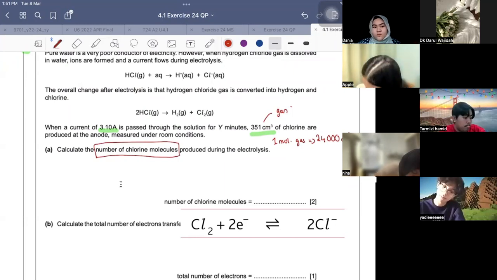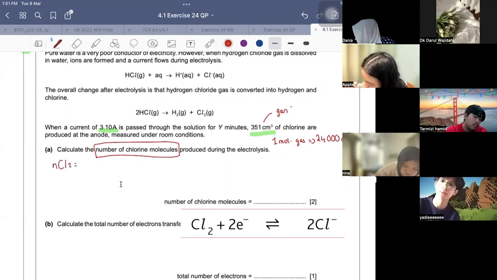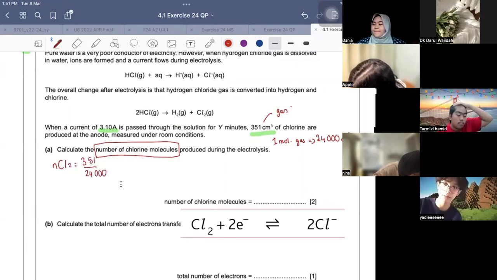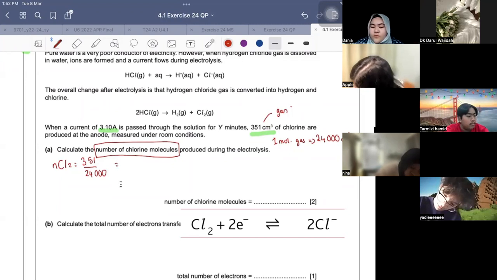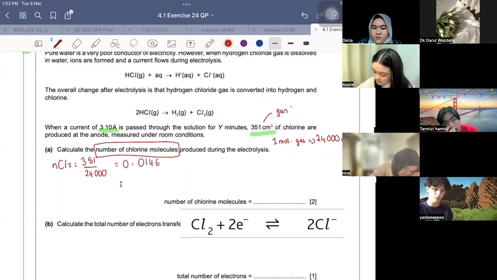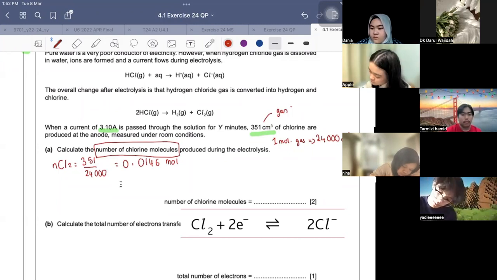But before we can calculate the number of chlorine molecules, of course, we have to find the number of moles first. So number of moles of chlorine is 351 over 24,000. You take the volume over the molar volume, if you still remember from topic 1 last year. So I got 0.0146 mole of chlorine. But the question wants me to find the actual number of chlorines in that 0.0146 mole.